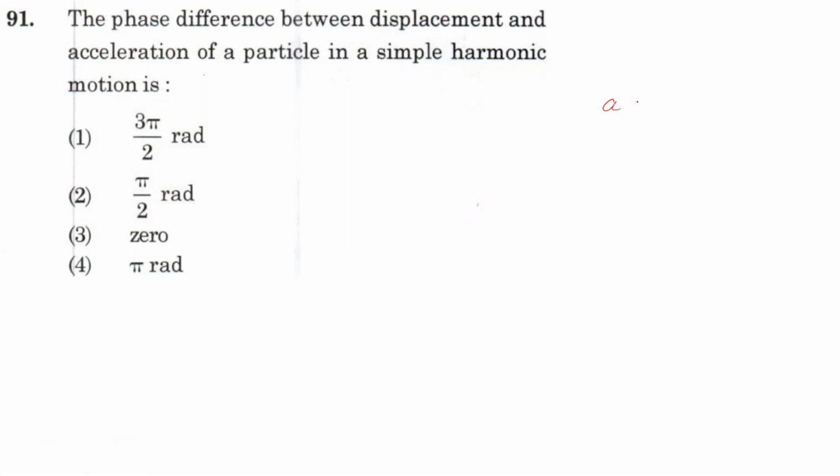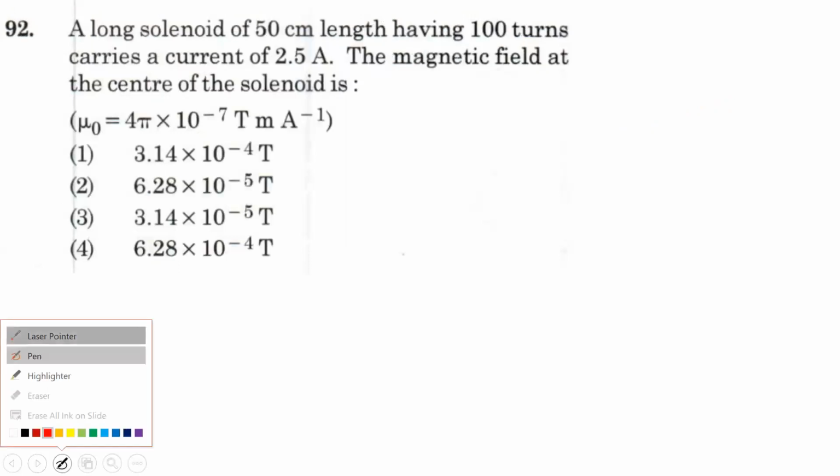Acceleration is equal to minus omega square x, where x is the displacement and a is the acceleration. Since the minus sign is there, acceleration and displacement are out of phase, hence the phase difference between acceleration and displacement is pi radian. This fourth option is correct. Next we are going to discuss the 92nd question.